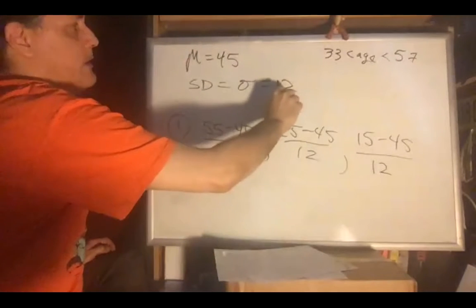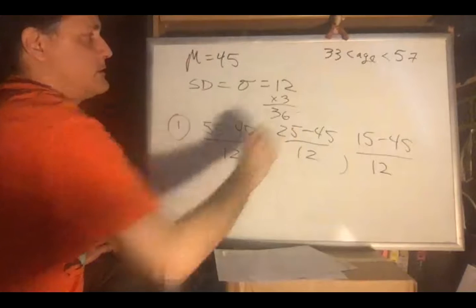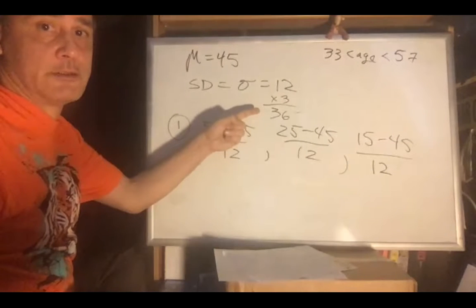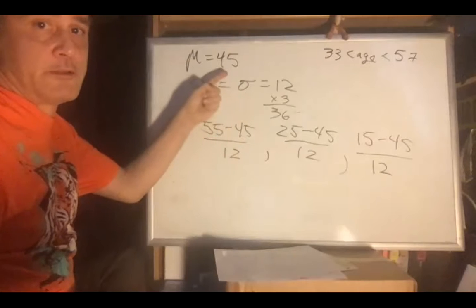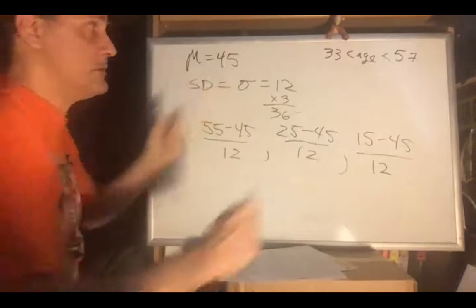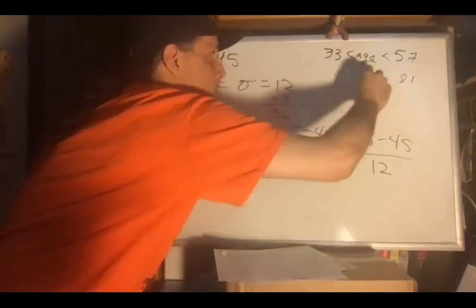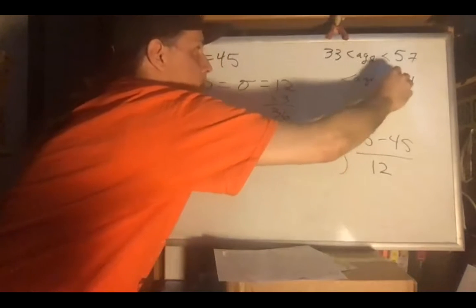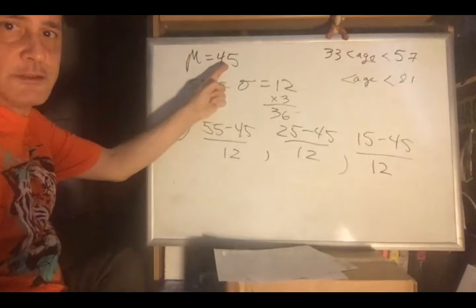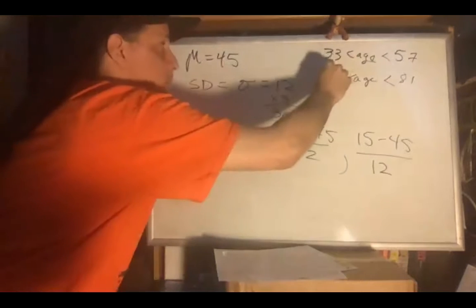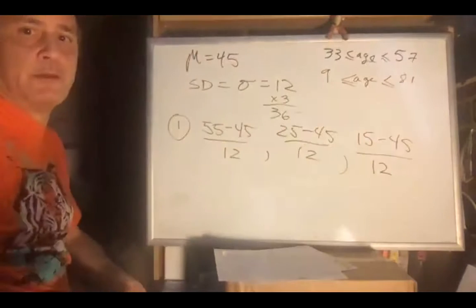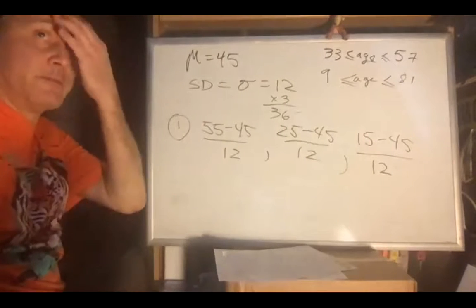Well, if we multiply 3 times 12, we get 36. So three standard deviations involves adding and subtracting 36. If we add 36 to the 45, we get the upper end of the interval, which is 81. And if we subtract 45 minus 36, we get the lower end of the interval, which is 9. Now in practice, we tend to make this less than or equal to. It just makes it easier to deal with.